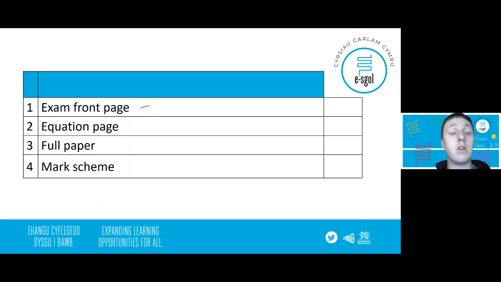Understand how useful the equation page can be. We'll then have a look at working through the full paper, and in this PowerPoint I've also included the mark scheme at the end just to assist you if you want to use this resource in future. If you're watching this session back, you have the opportunity to pause when we reach a question and attempt the question yourself, and then hit play to see how you got on.